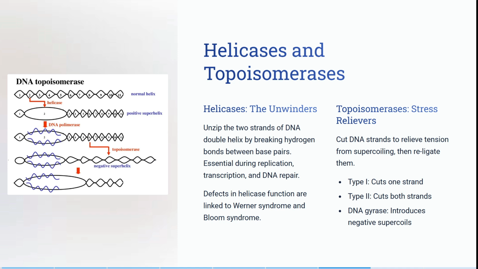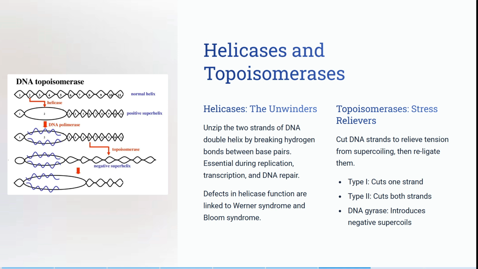There are two main types. Topoisomerase 1 cuts one strand, allows it to unwind, and then seals it back together. Topoisomerase 2 cuts both strands, passes another portion of the DNA helix through the break, and then reseals it. This is particularly useful in processes like mitosis.